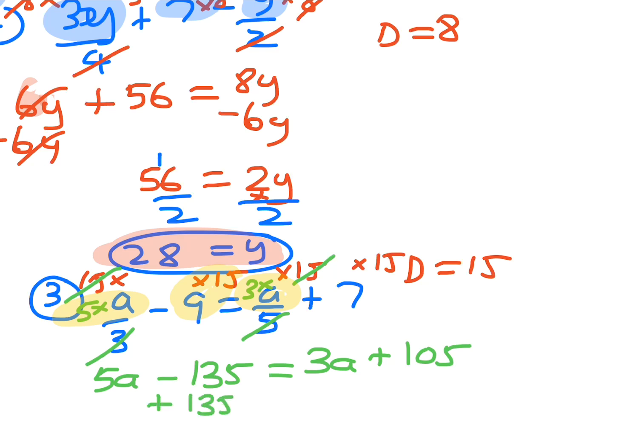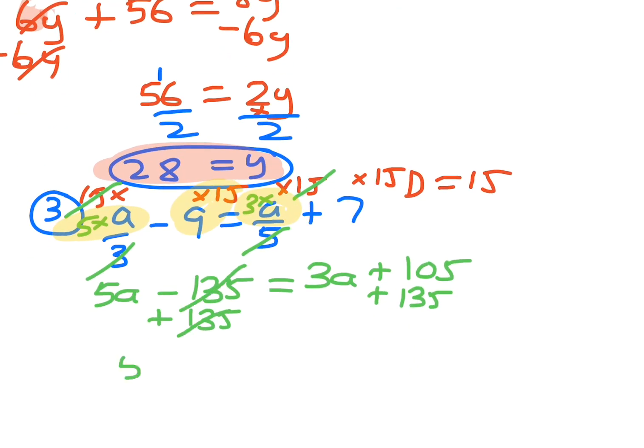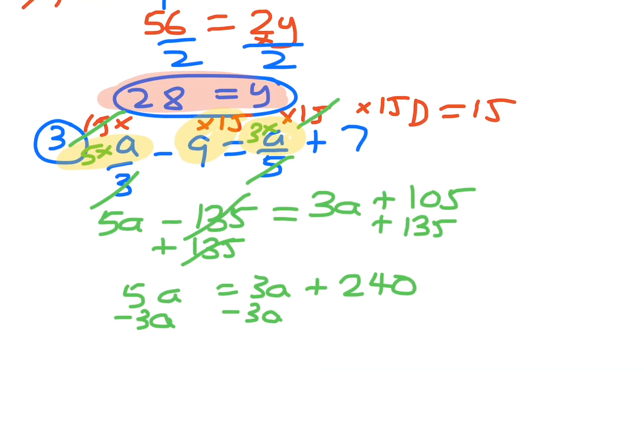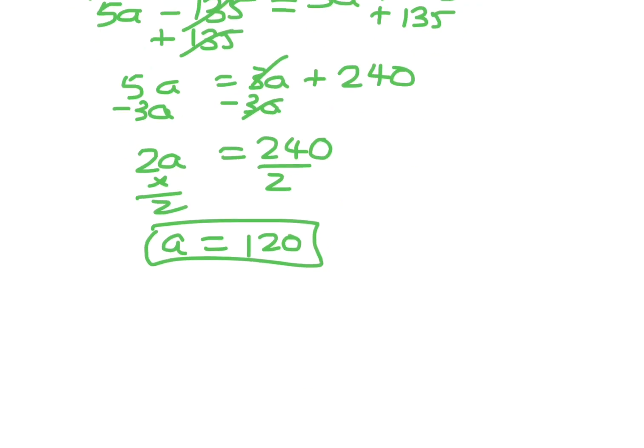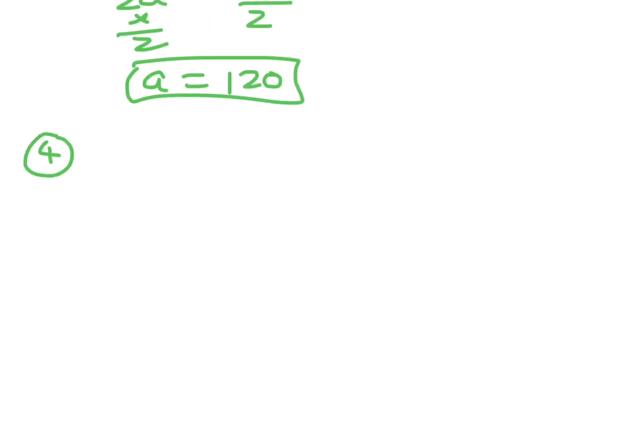Okay, so let's get rid of this negative one so that we have a positive on that side. They cancel out, so 5a equals 3a plus 240. Now we're going to take away the 3a and the 3a. They cancel. 5a minus 3a is 2a. 2a equals 240. Divide by 2, divide by 2. So a is 120 as an answer.